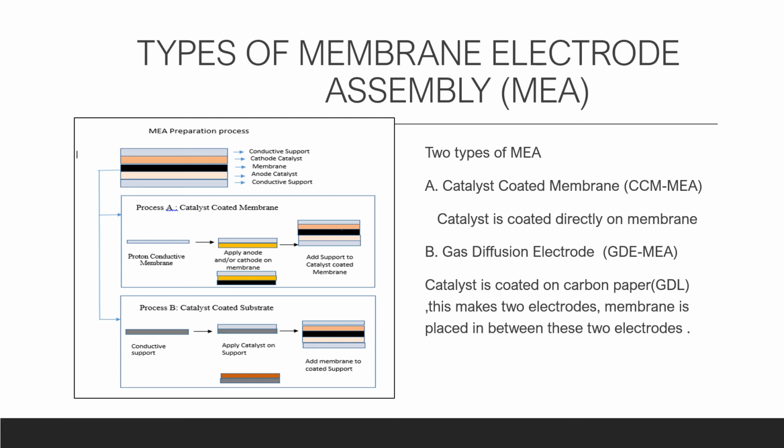MEAs, the catalyst is coated on carbon papers, one for the anode and one for the cathode. So on the two sides you have to do the catalyst coating, and then the plain membrane you have to fix in between, and it will be sandwiched. So this is how the GDEs and the catalyst coated membranes are prepared.